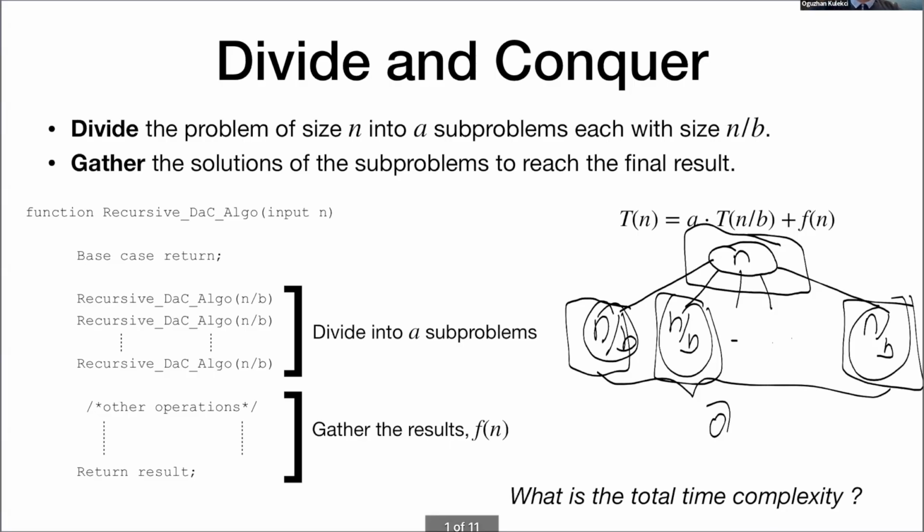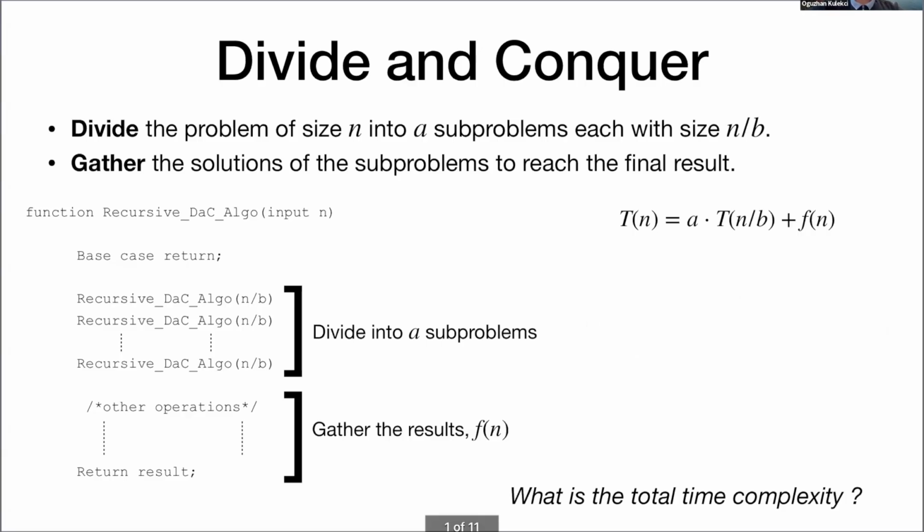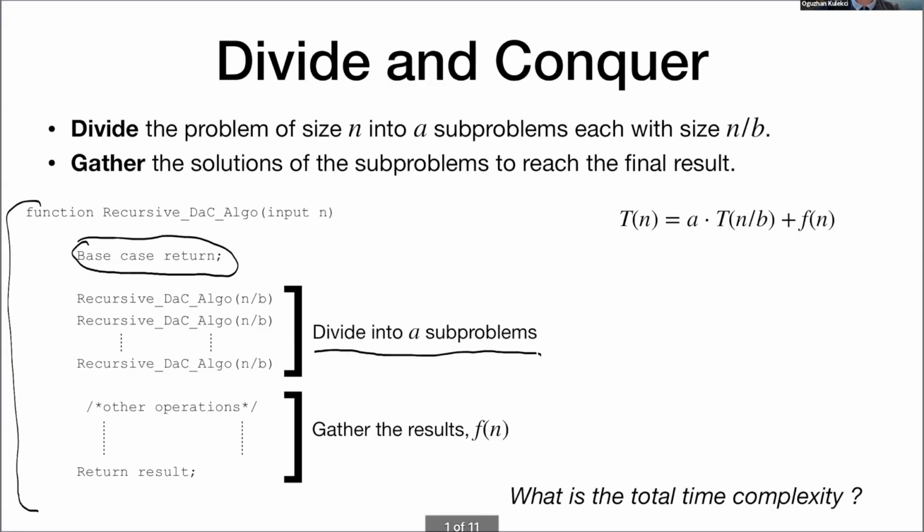I thought it might be helpful to sketch a general skeleton of a divide and conquer algorithm. Most of the time, these algorithms are recursive, so we have a base case test at the beginning, and then we divide our main problem into a number of subproblems. Once we have the results from those subproblems, we perform some processing, which I call the other operations. This will give us the result.